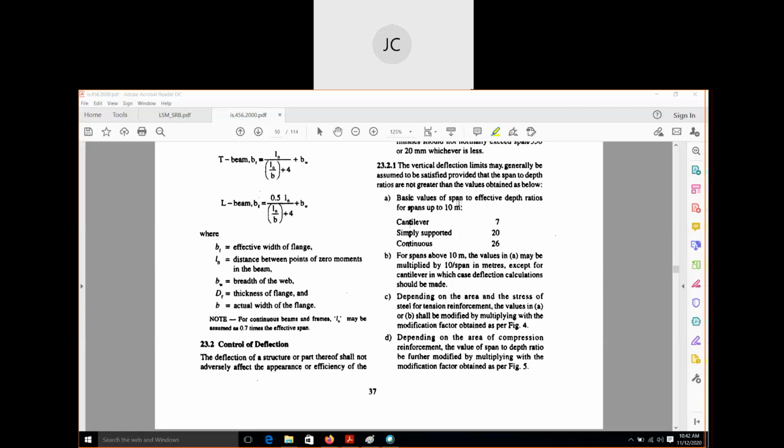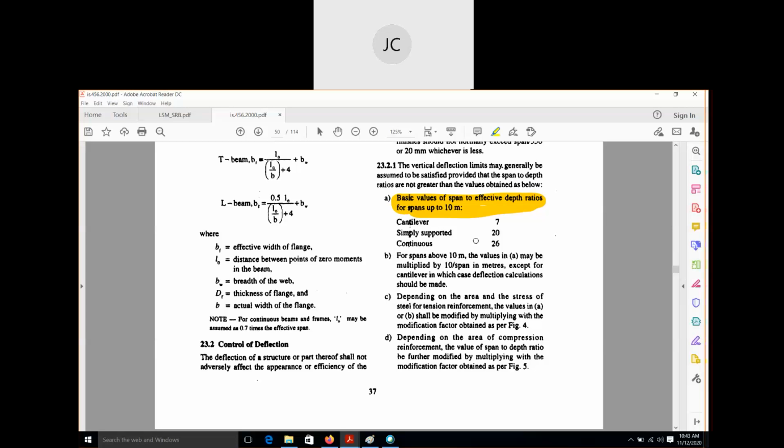You can see here the basic values of span to effective depth ratios for spans up to 10 meter. That means if the span of the beam is up to 10 meter, the ratio of span to effective depth for a cantilever beam should not be more than 7. For simply supported, it should not be more than 20, and for continuous, it should not be more than 26, to check the deflection or to keep your beam safe.